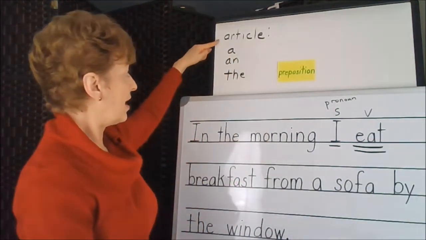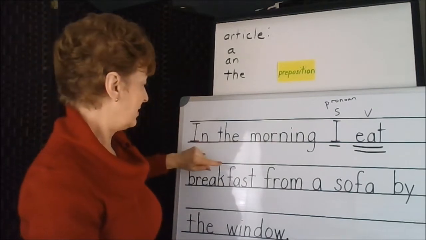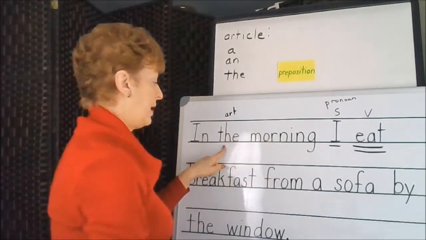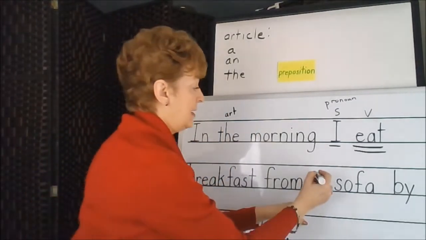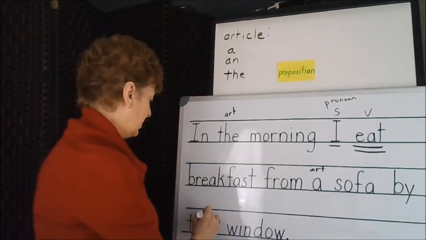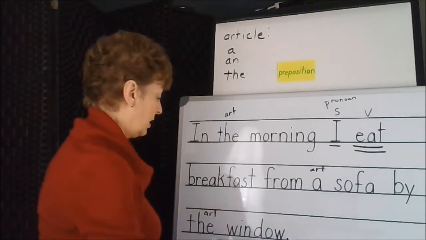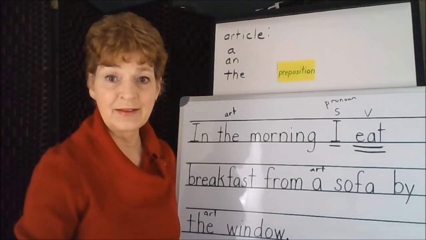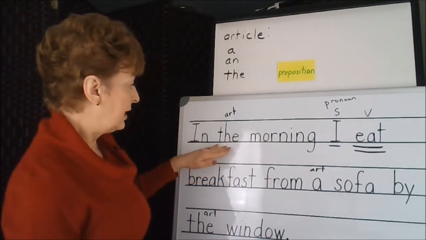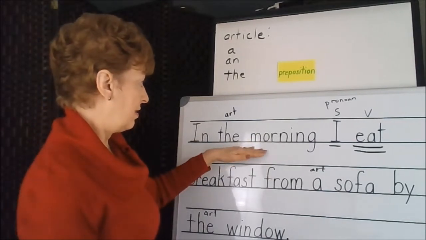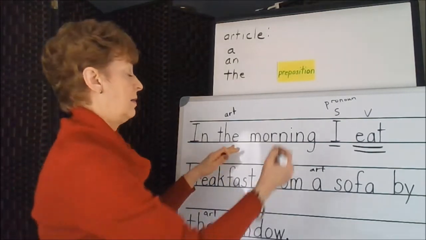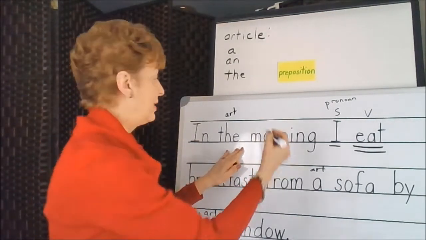Next, we're going to look for any articles in this sentence. In the morning, here's the. I eat breakfast from a sofa by the window. So we have three articles in here, which makes you think that you're going to have some nouns. You're going to have some nouns if you have articles. They're noun markers. So right after the word the, we have morning. Is that a person, place, or thing? Well, it's a time. That's a thing.